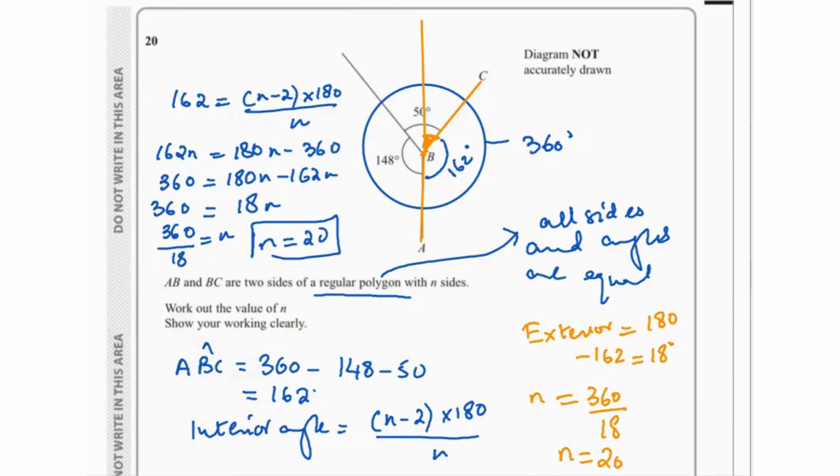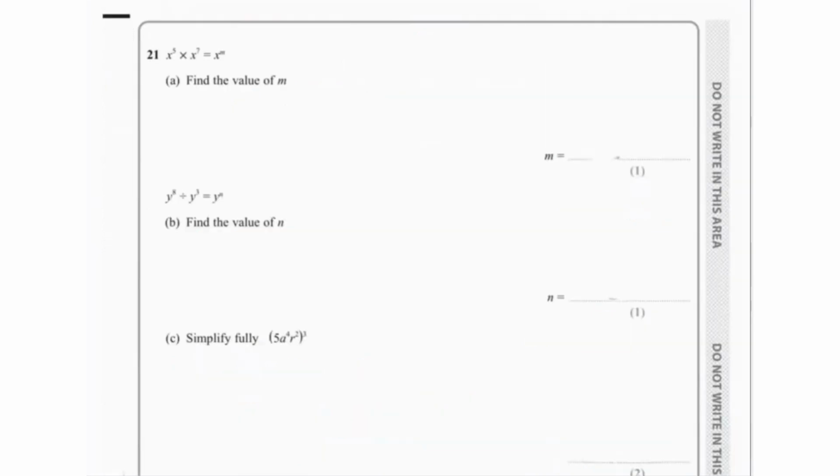It says x to the power of 5 times x to the power of 7 equals x to the power of m. Find the value of m. So whenever we have similar bases being multiplied, we add the powers. That's going to be x to the power of 12. So m is 12. Then y to the power of a divided by y cubed equals y to the power of n. Whenever we have similar bases being divided, we will subtract the powers.